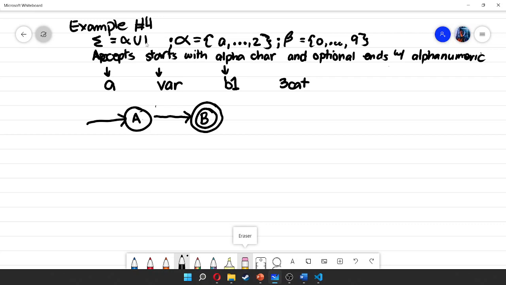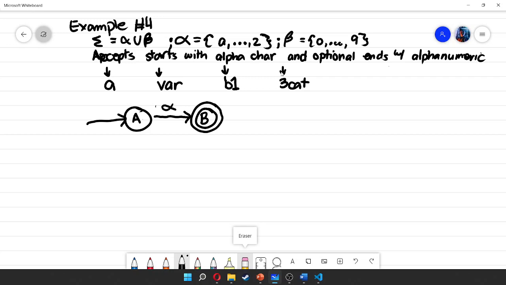Alpha union beta. Asong ikog. Okay. So, kani A, V, and B, small a, small v, and small b are all alpha, di ba? So, pwede tayong transition to alpha. Okay. Next, let's take a look at the fourth string.